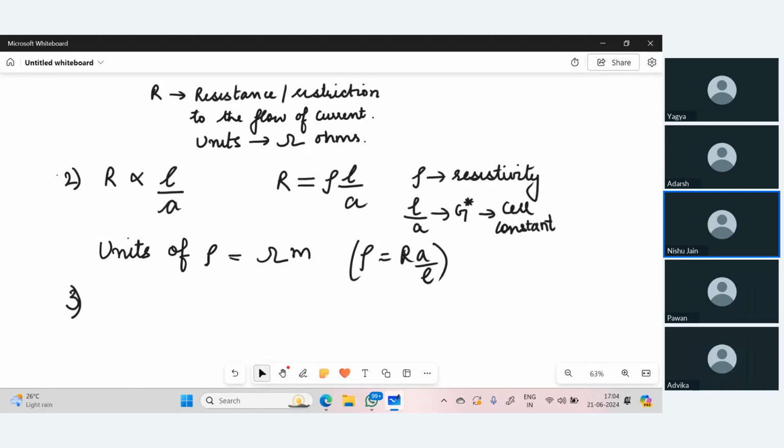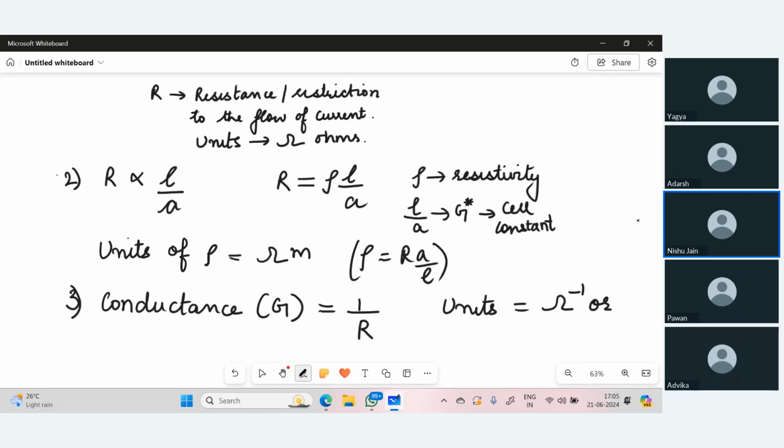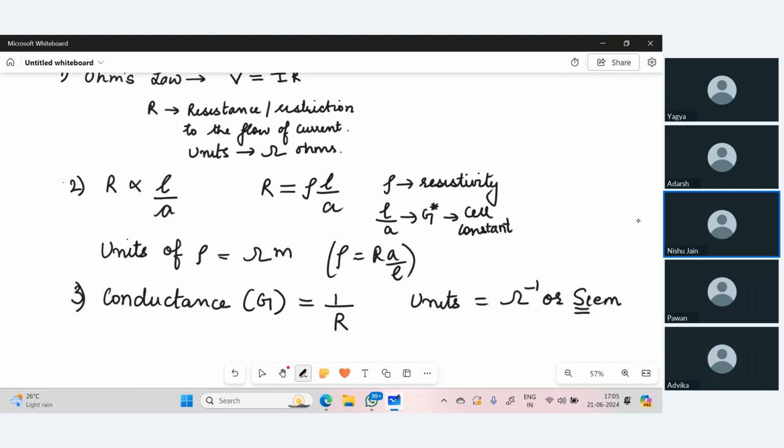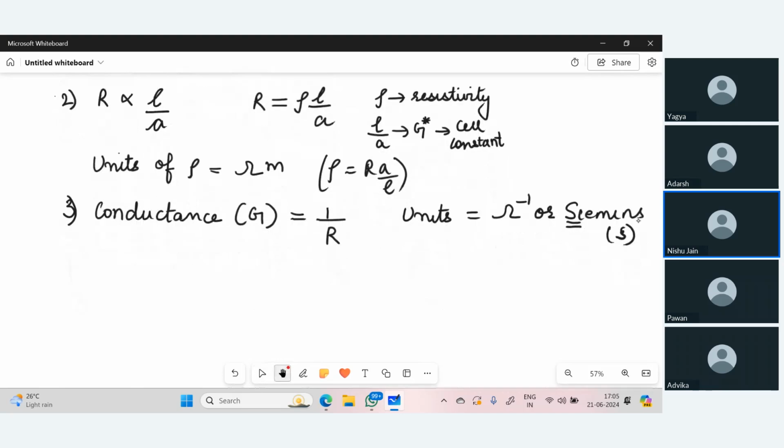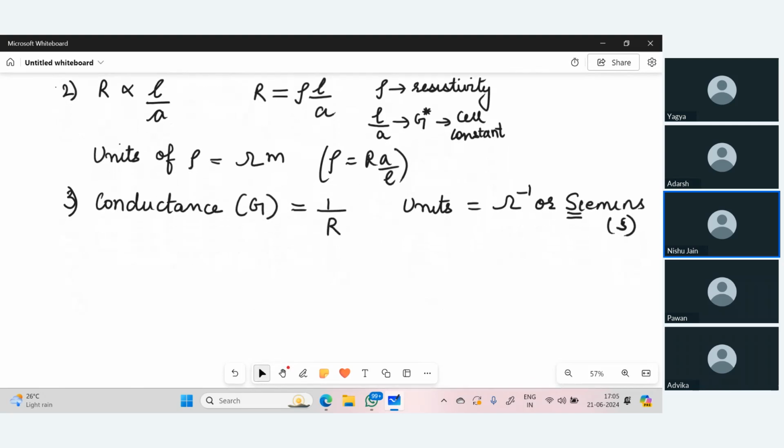Now third is, after this there is a conductance. Conductance is denoted by G. It is the reciprocal of resistance. Conductance is the reciprocal of resistance. So its units will be ohm inverse, or it is known as Siemens, S. Siemens, it is written as capital S. That is conductance, which is the reciprocal of resistance.